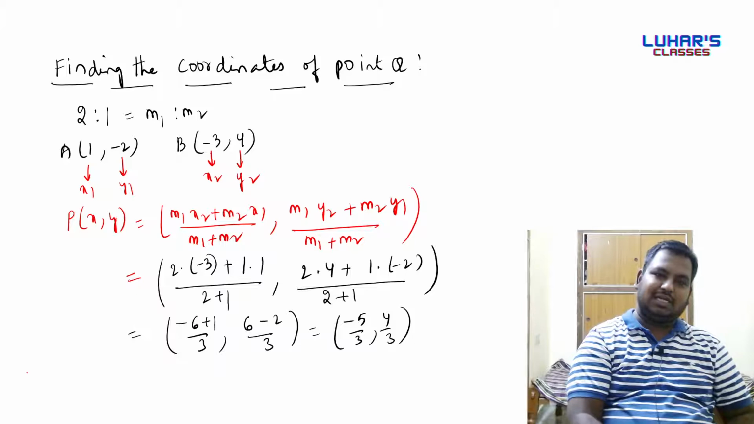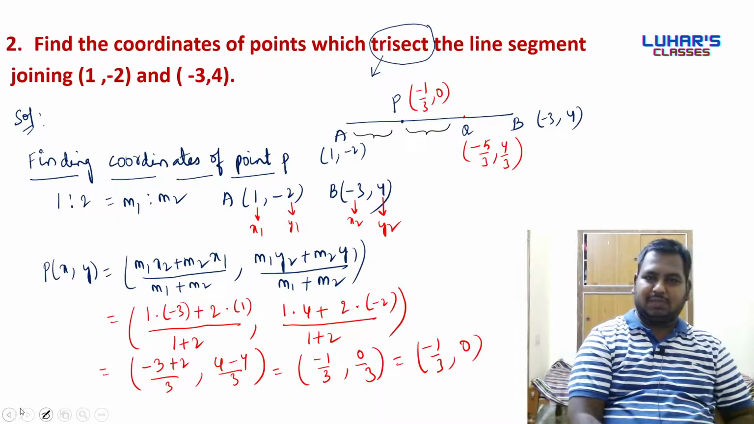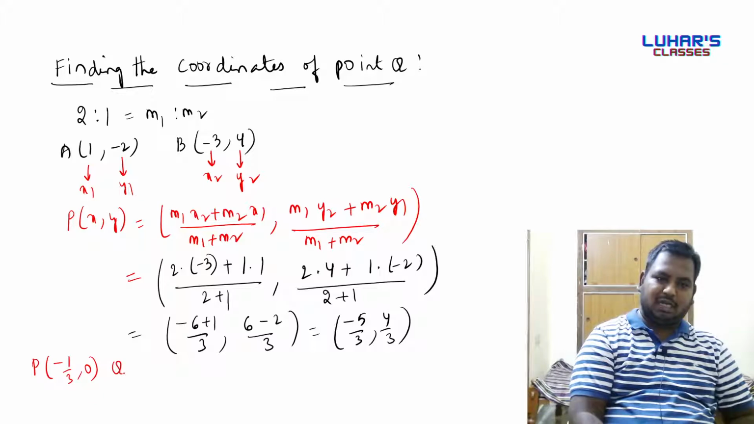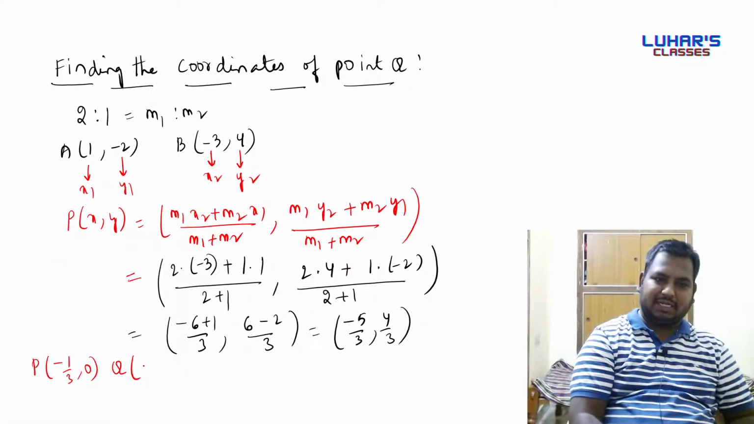We can say that P and Q are the points of trisection. What is P? P is minus 1 by 3 comma 0. And what about Q? Q is nothing but minus 5 by 3 comma 4 by 3. Let me write properly, handwriting matters. So minus 1 by 3 comma 0 and minus 5 by 3 comma 4 by 3 are the points of trisection.